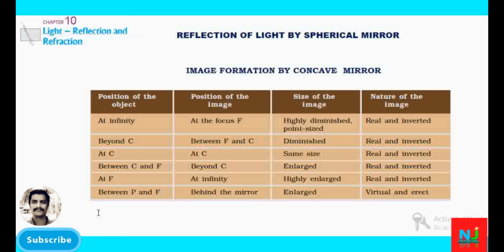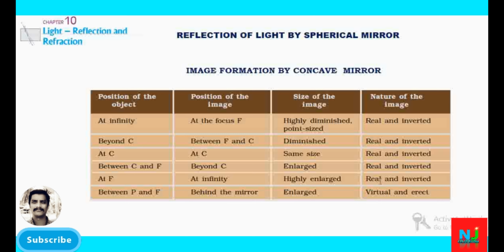This is the special case, the last one, between P and F. P means pole of the mirror, F is the focus. If you keep the object between P and F, the image is formed behind the mirror. We can see an enlarged image, but it is always virtual. It cannot be caught on the screen.